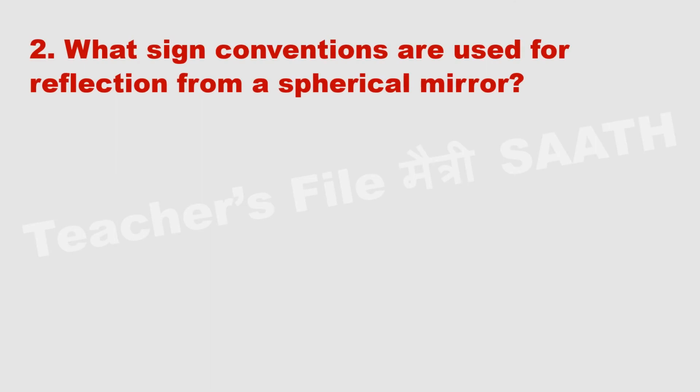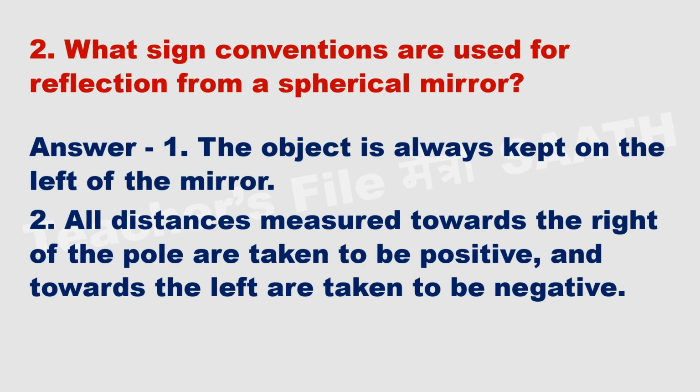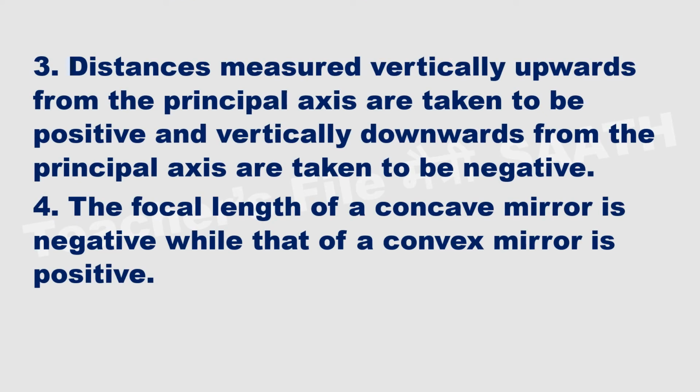What sign conventions are used for reflection from a spherical mirror? Answer. The object is always kept on the left of the mirror. All distances measured towards the right of the pole are taken to be positive and towards the left are taken to be negative. Distances measured vertically upwards from the principal axis are taken to be positive and vertically downwards from the principal axis are taken to be negative. The focal length of a concave mirror is negative, while that of a convex mirror is positive.